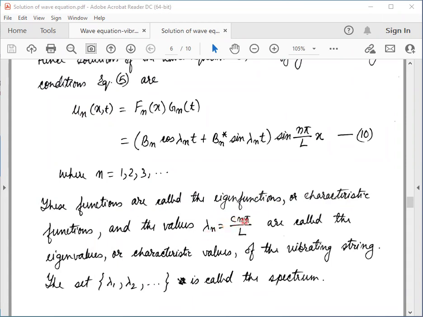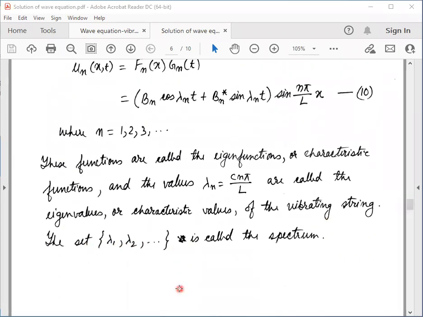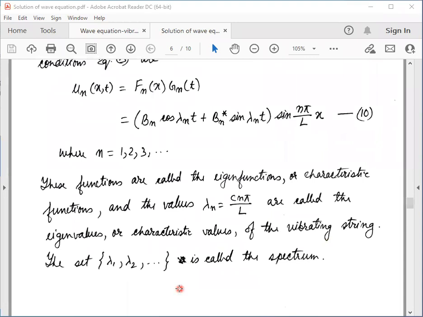And the values lambda n, this is equal to cn pi by L. I repeat, the values lambda n, which is given by cn pi by L, are called the eigenvalues or the characteristic values of the vibrating string. And the set of all lambdas is called the spectrum. It's called the spectrum.